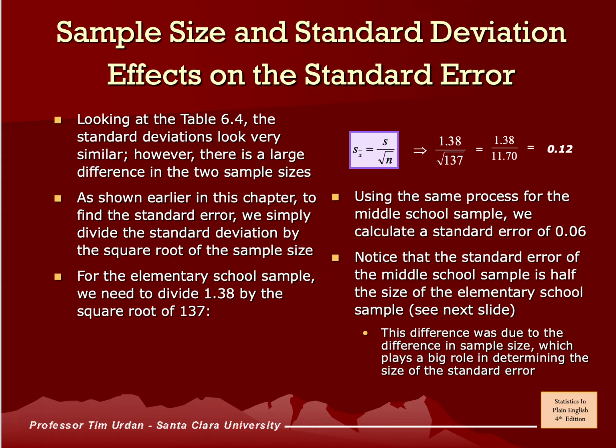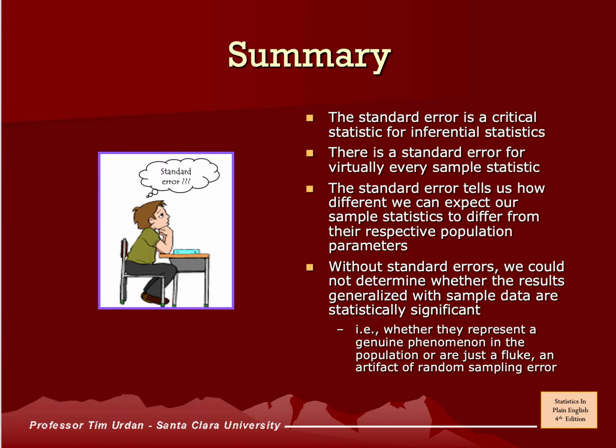So I'm going to go into table 6.4, and the standard deviations look similar to our distribution. However, there's a large difference in the two sample sizes. That should be something you notice right off the bat. You've got something in the 100s and something in the 500s. That's a huge disparity in the sample size.